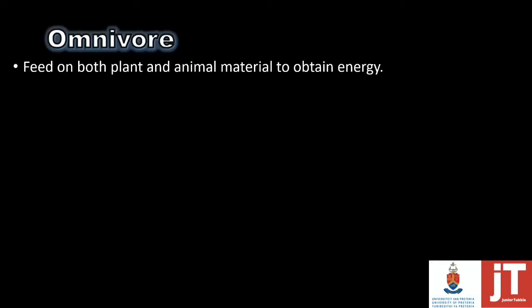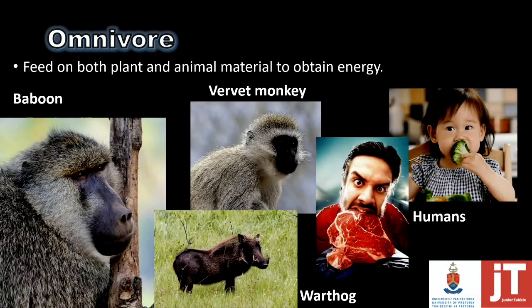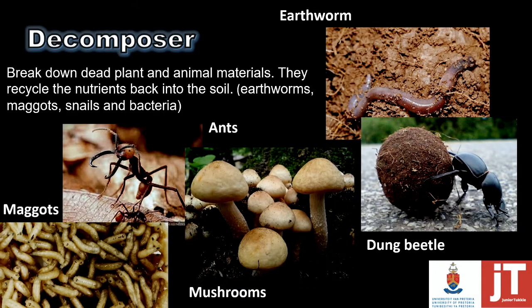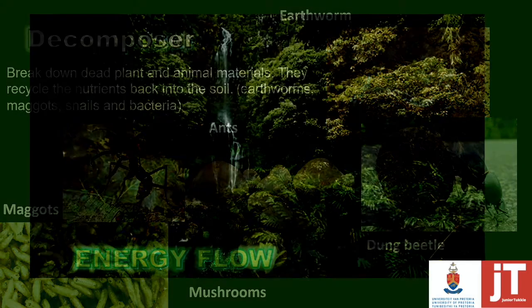Omnivores are organisms which feed on both plants and animal materials. These are baboons, vervet monkeys, the warthog, and then us, obviously, humans. Lastly, on the top of the food chain, basically, we have the decomposers. They break down dead plant and animal materials and recycle the nutrients back into the soil. This includes maggots, ants, dung beetles, earthworms, and also fungi.